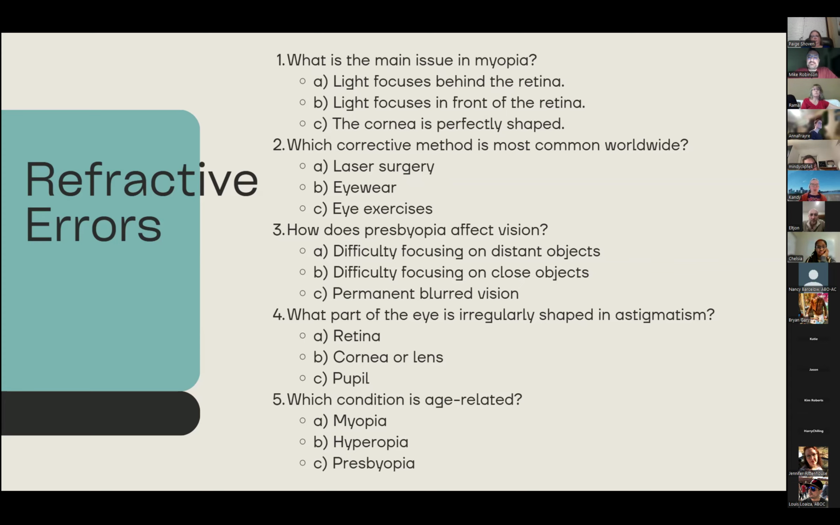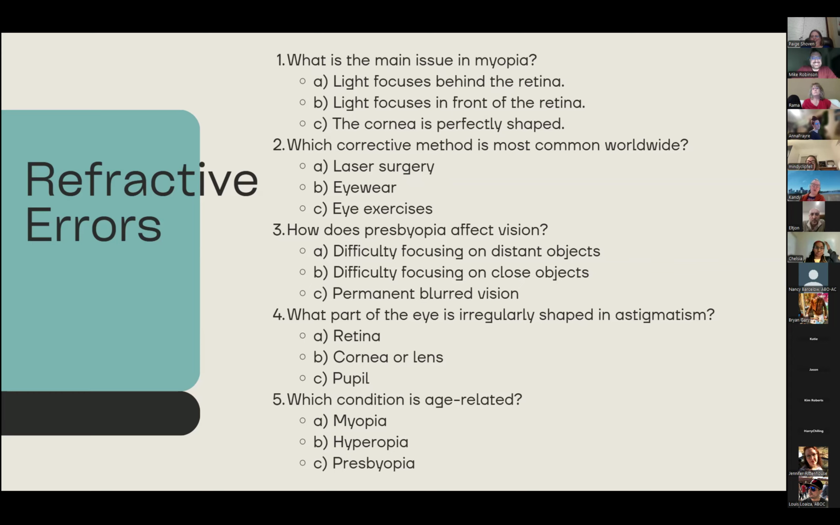Refractive errors. What is the main issue of myopia? A, light focuses behind the retina. B, light focuses in front of the retina. Or C, the cornea is perfectly shaped. Paige, you're not allowed to answer. I waited. There were 5 or 6 answers before I did.